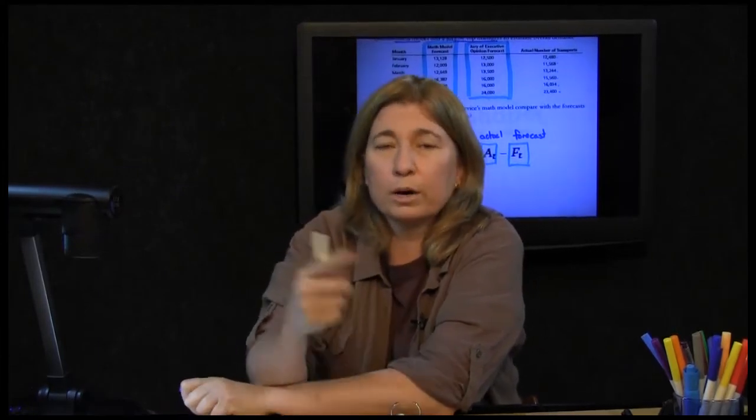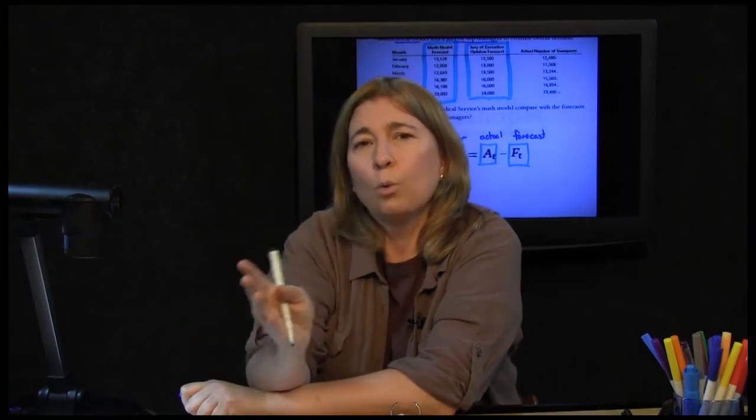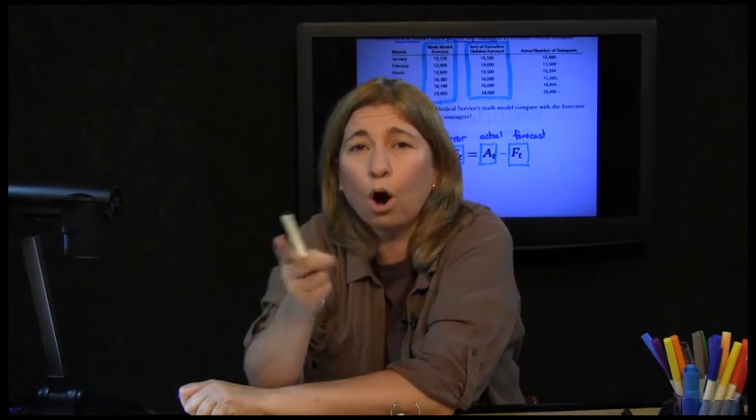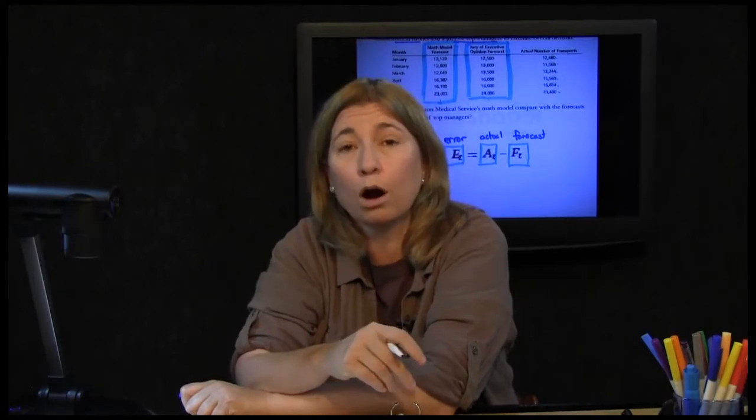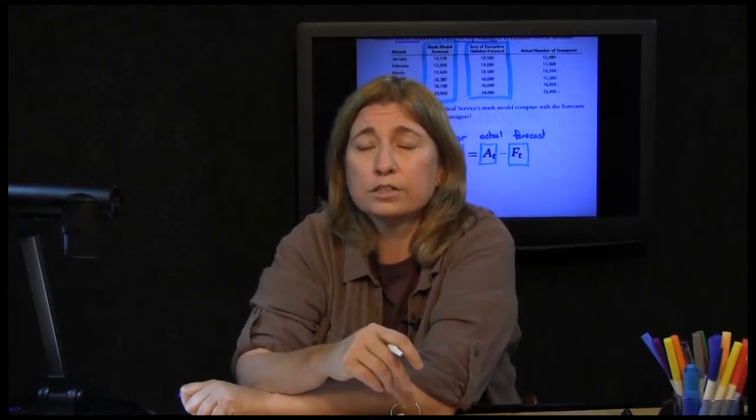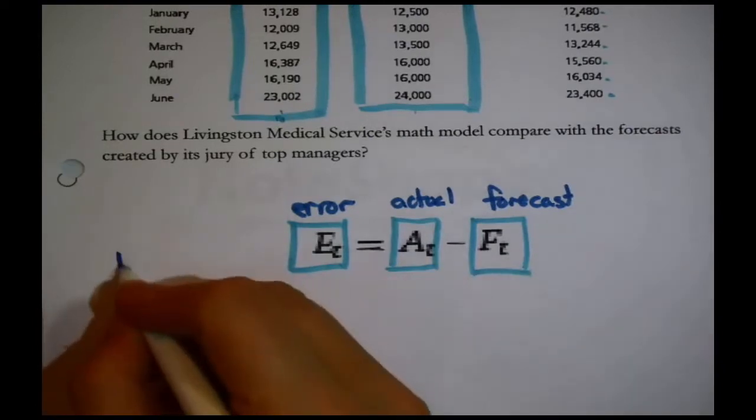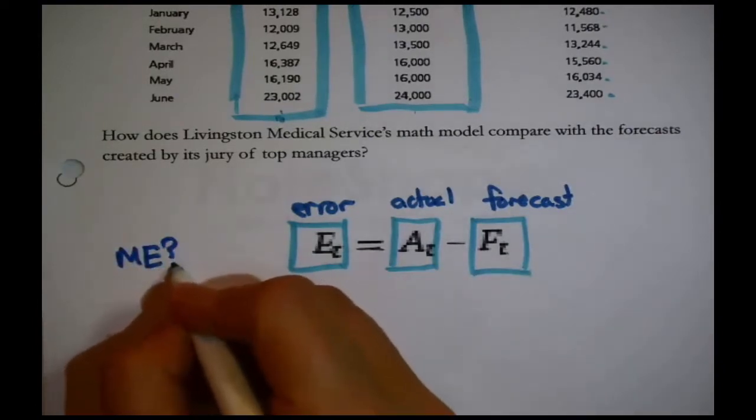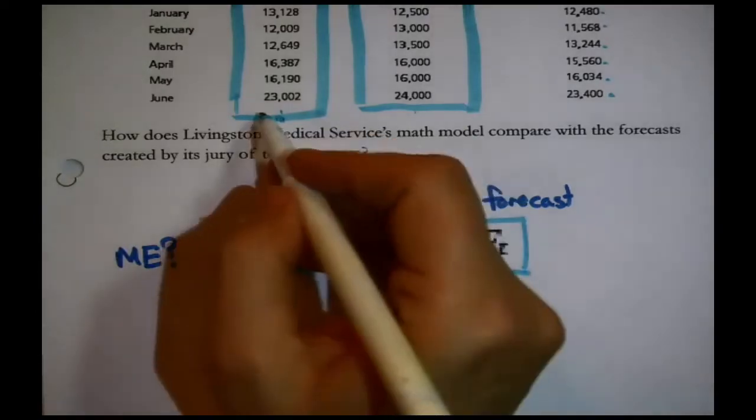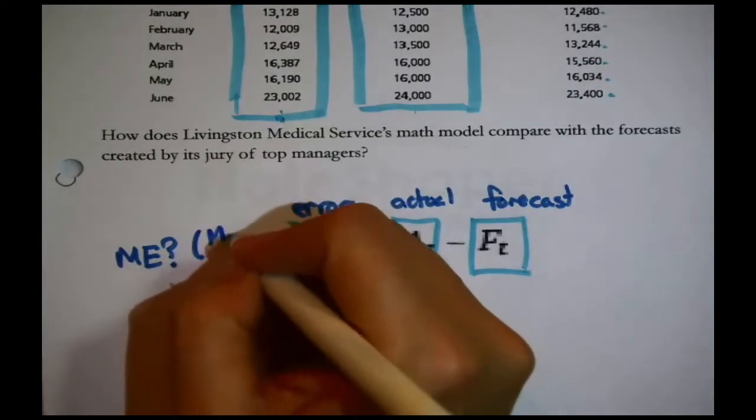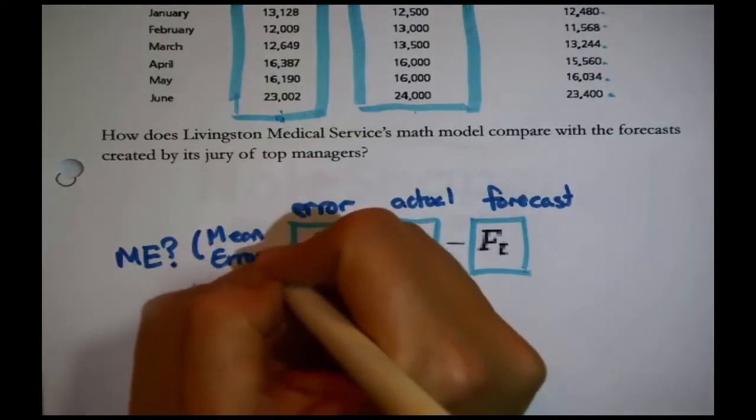Now, we have a math model and a jury of top managers. Which one of these two methods is doing a better job? Well, what we want is some way to score each one of the methods, and there are several different ways to score a forecasting method. Why don't we look at all of them? One of them is pretty intuitive. Now that we've been talking about error, we could calculate, for instance, the ME, or mean error, in the case of each one of these. We could compare that. Okay, so that stands for mean error.